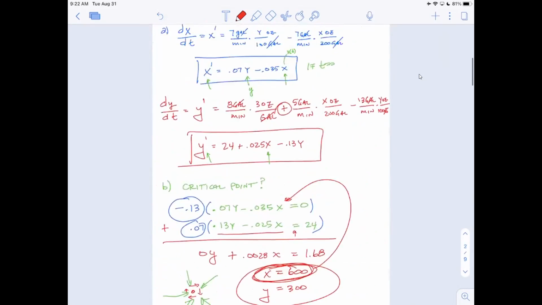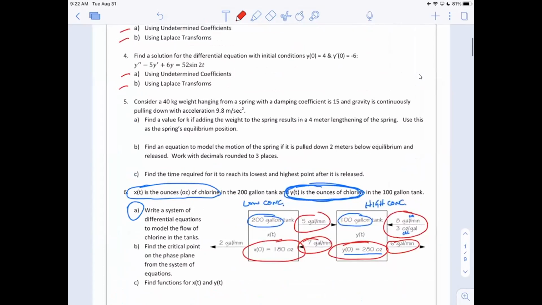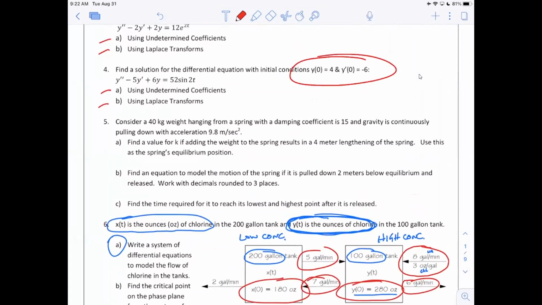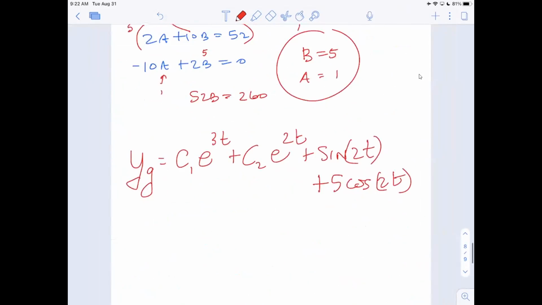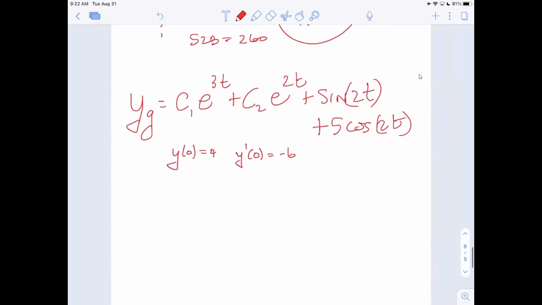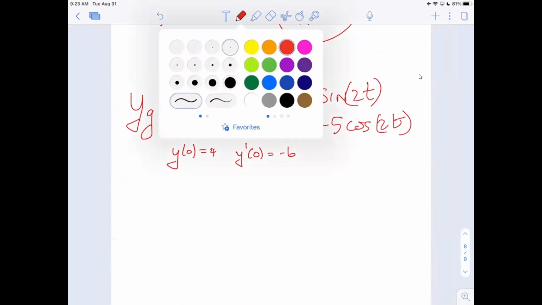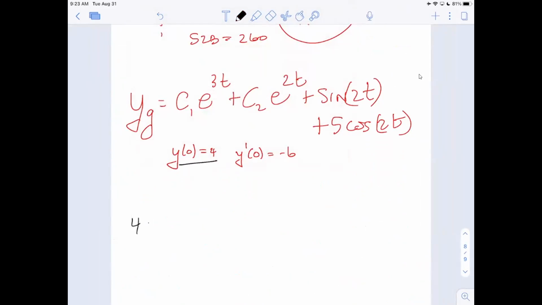So if all I was asked for is the general solution, then I'm done. If I was given initial conditions, then that would even allow me to find the particular solution. So y of 0 is 4, y prime of 0 is -6. So, cool. When y of 0 is 4, that means y is 4.